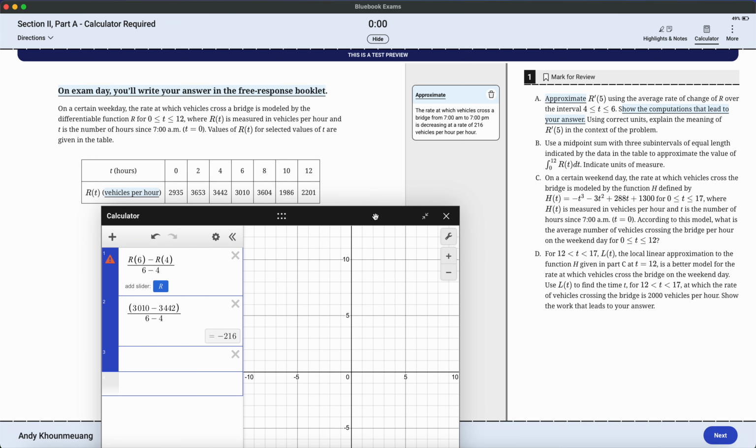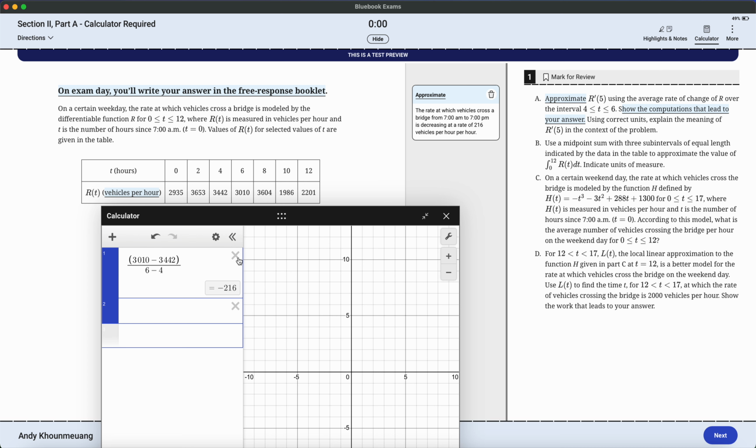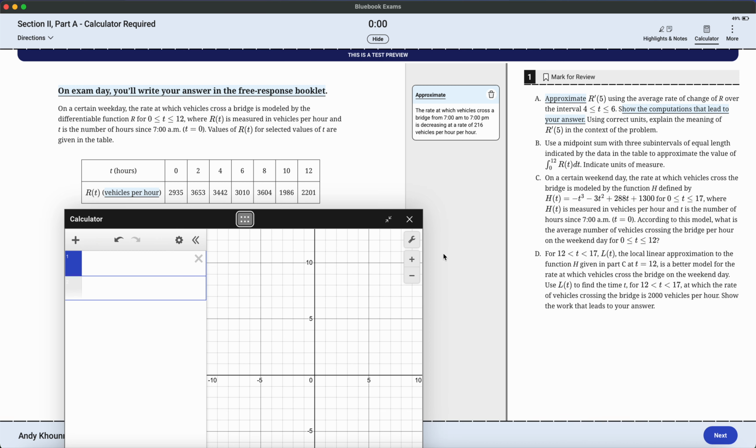For part B, we want a midpoint sum with 3 subintervals of equal length indicated by the data in the table. And we want to approximate the value of the integral from 0 to 12, indicating units of measure. Once again, you want to show the setup. You want to show the work. You will always get at least 1 point for the setup, even though it might be wrong. At least 5 of the 6 terms needs to be correct to get the Riemann sum setup.